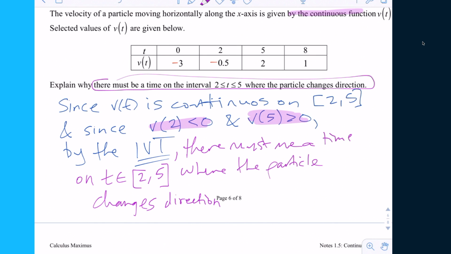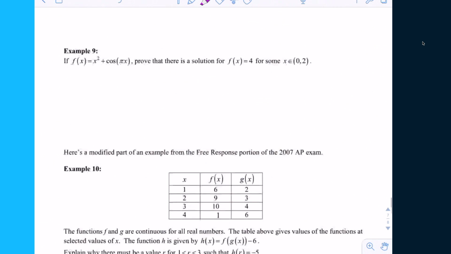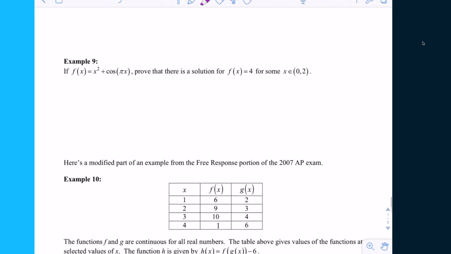So what we did there is we said there's no way through a continuum to go from a negative to a positive without changing directions or changing signs. Now, do we know exactly when it changed directions? No. We just know somewhere between 2 and 5. Okay. Let's look at some other examples. Then I want to work example 10, which is the last one.